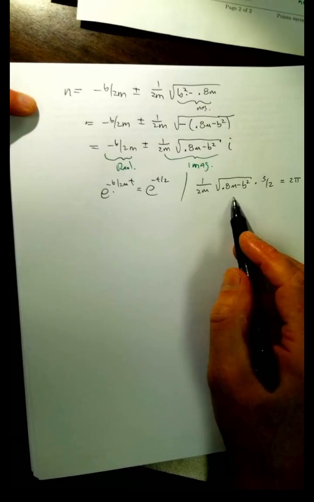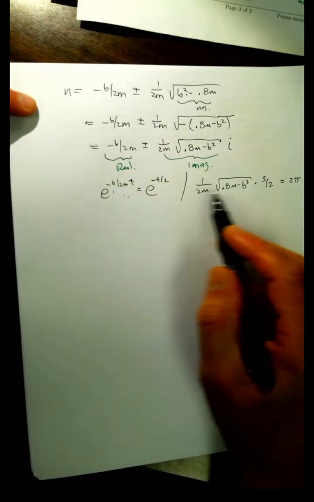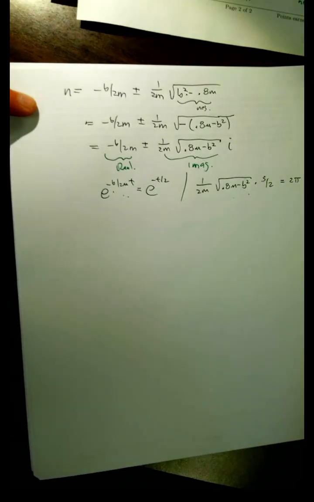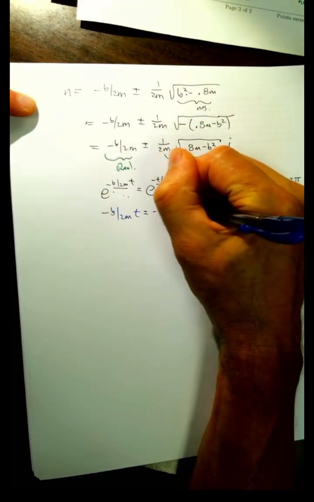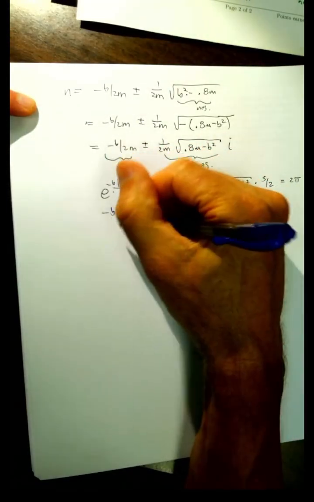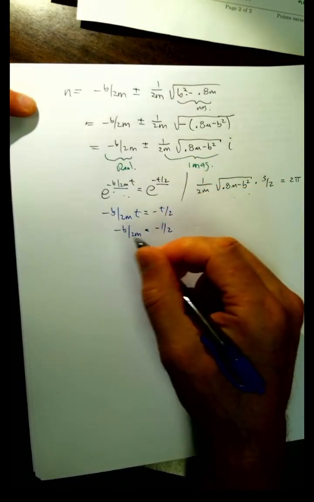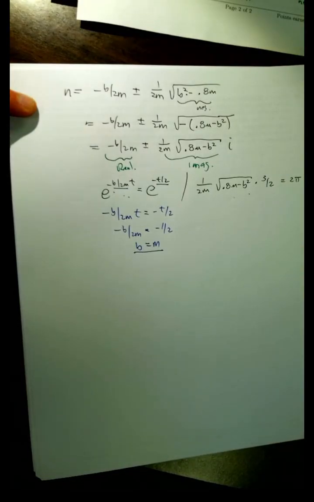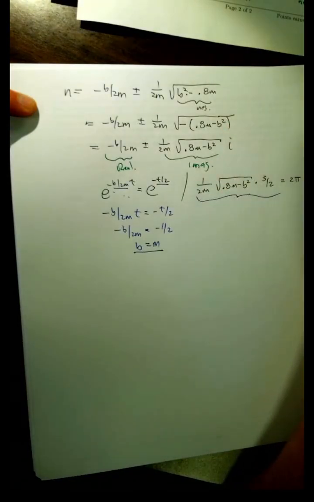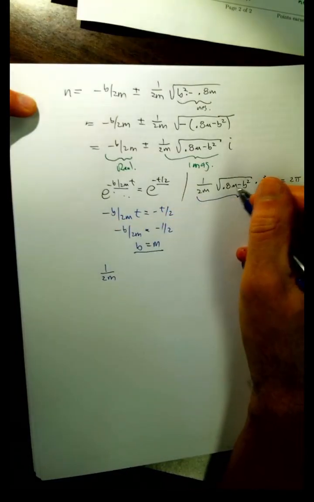So now I have 2 equations, 2 unknowns. I'm going to basically solve this in terms of b or m and plug into here and then solve for the one, which gives me the other. All right, so basically this is only going to be true if the exponents are the same. I'm going to assume t is positive. So multiply both sides by negative 2m, and I get that b has to be equal to m. I can now plug that into here.